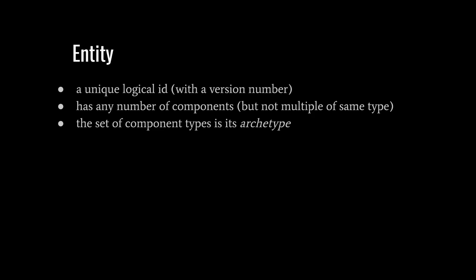An entity can have associated with it any number of components, but it cannot have multiple components of the same type. The set of component types associated with an entity is called its archetype, and like the columns of a relational table, there's no sense of order to the components. An archetype of component types A, B, and C is the same as an archetype of component types C, B, and A, or B, A, and C, etc.